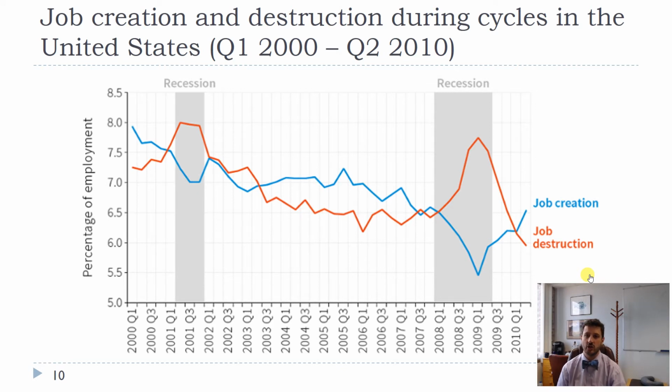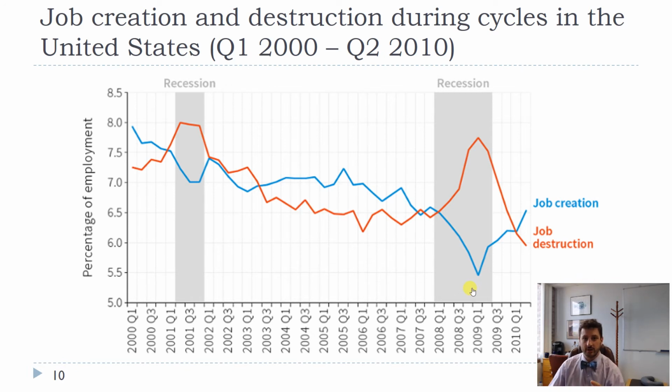We say that job creation is pro-cyclical, whereas job destruction is counter-cyclical. And so that's one of the big pieces of the Great Recession, that a lot of jobs were destroyed and not many jobs created, at least compared to usual.